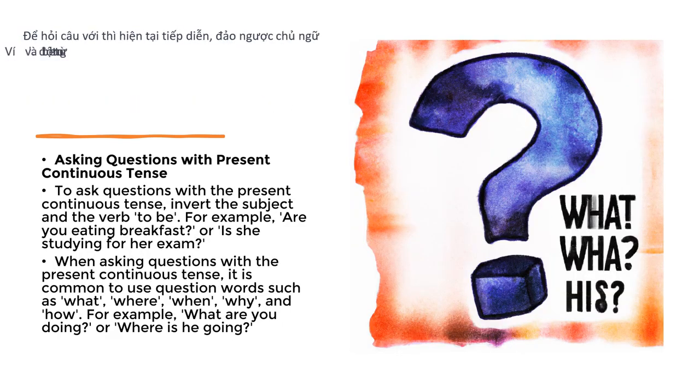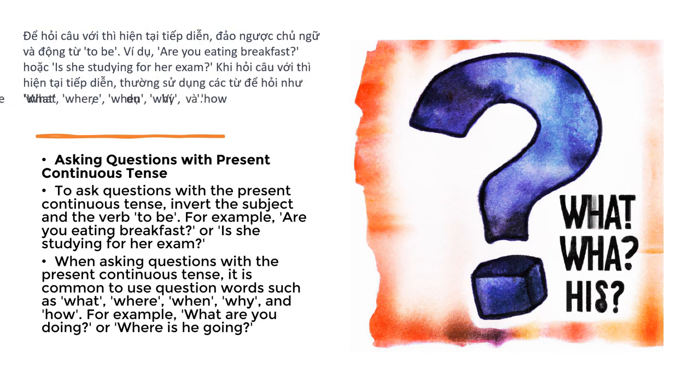To form questions using the present continuous tense in English, the subject and the auxiliary verb to be should be inverted, meaning that the auxiliary verb should come before the subject. This enables us to ask questions about ongoing or current actions. For example, "Are you eating breakfast?" and "Is she studying for her exam?" are both questions that use the present continuous tense to inquire about ongoing actions, in addition to the basic structure of subject plus auxiliary verb plus main verb in the present participle form.